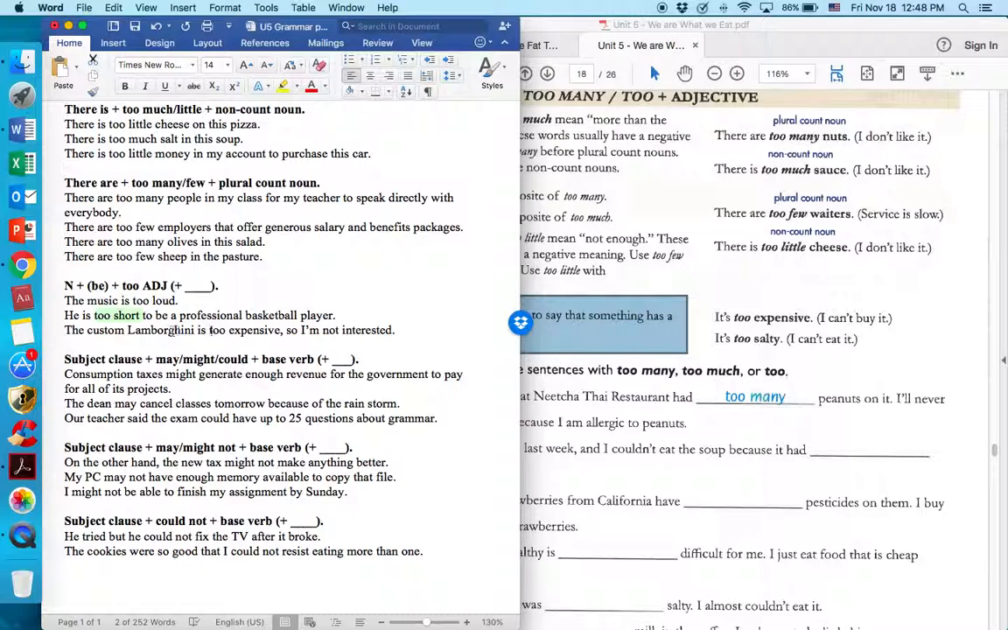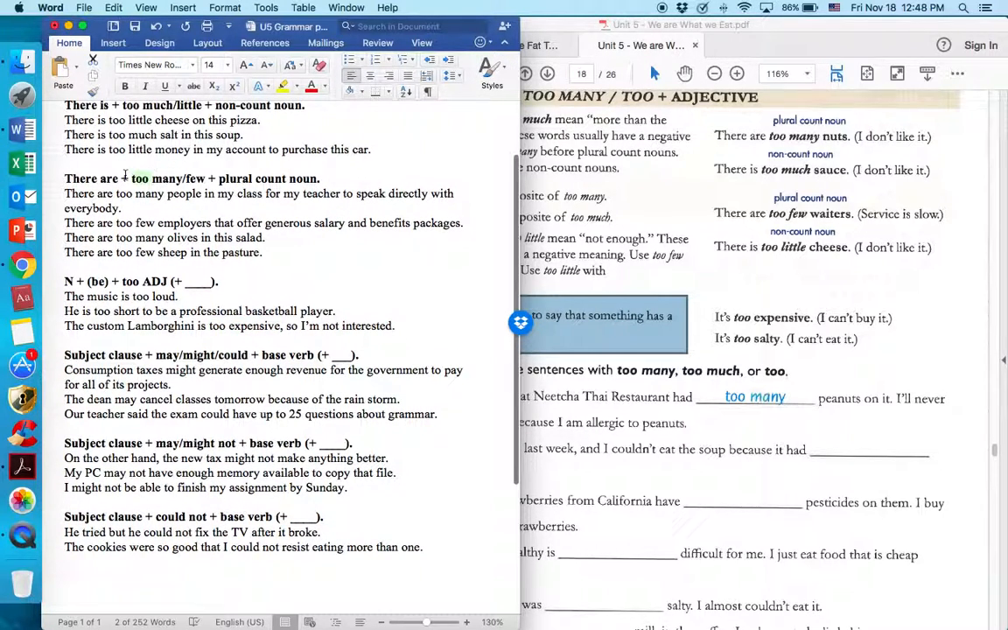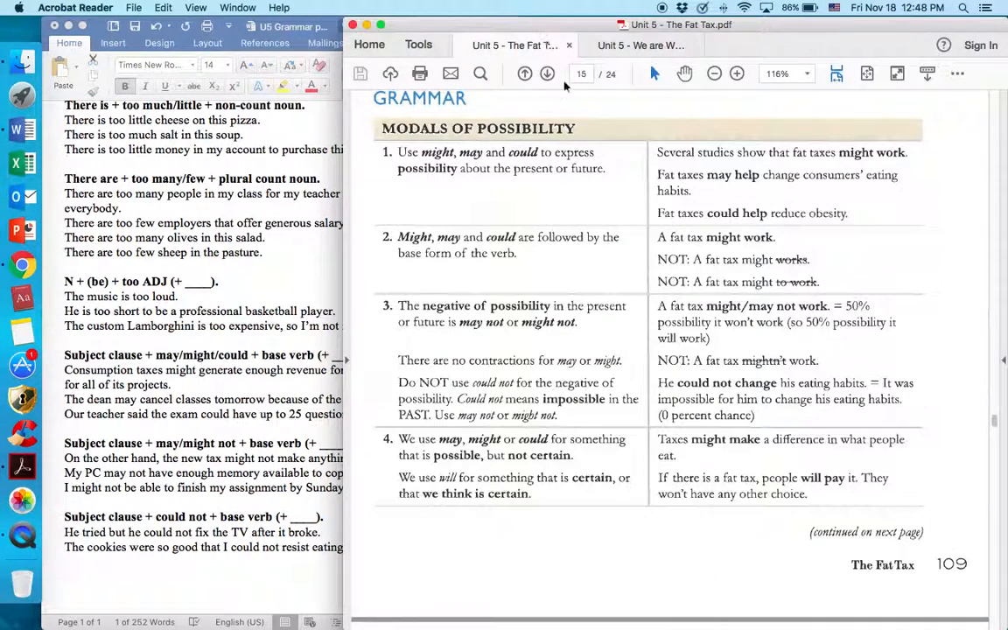The custom Lamborghini is too expensive, so I'm not interested. Means it's excessively expensive. It's not just very expensive, but it is too expensive, meaning I don't like it. I don't want it anymore because it is more expensive than the maximum price I would like to pay. Okay? Important thing to remember is that too is not the same as very. They're not interchangeable.